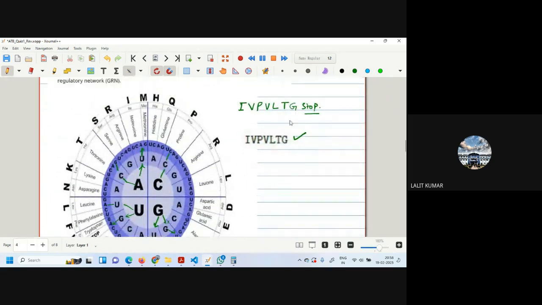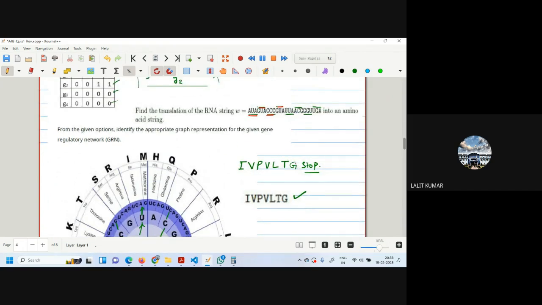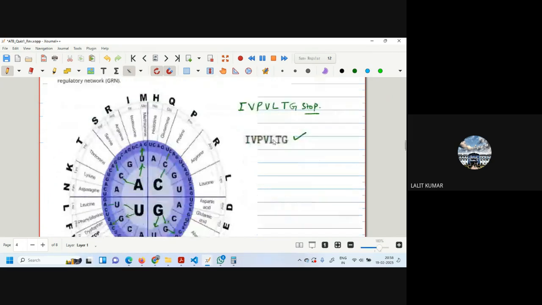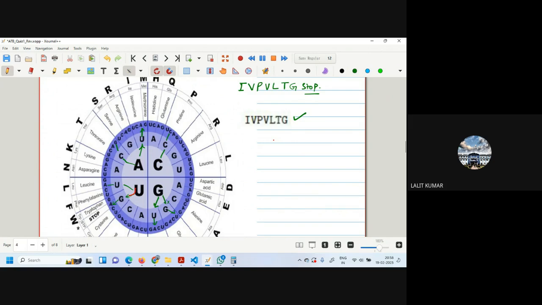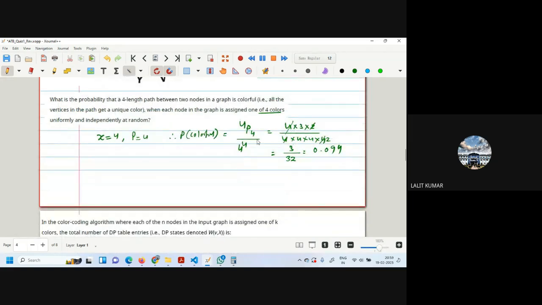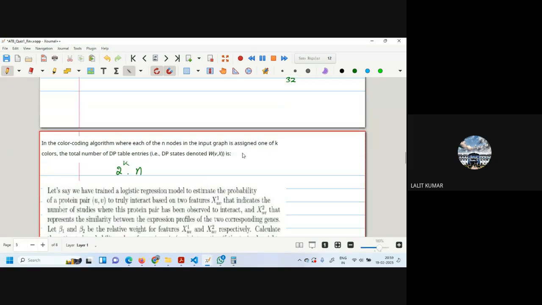So in this case, it comes IBP, VLTG. In this, the last one which is there, UGA, it is stop. So if we see here, you go to G and you go to A, and it is a stop. A stop means no sign. So there is no sign. So this is IBPVLTG. This we have solved, again a very easy question using the formula only.